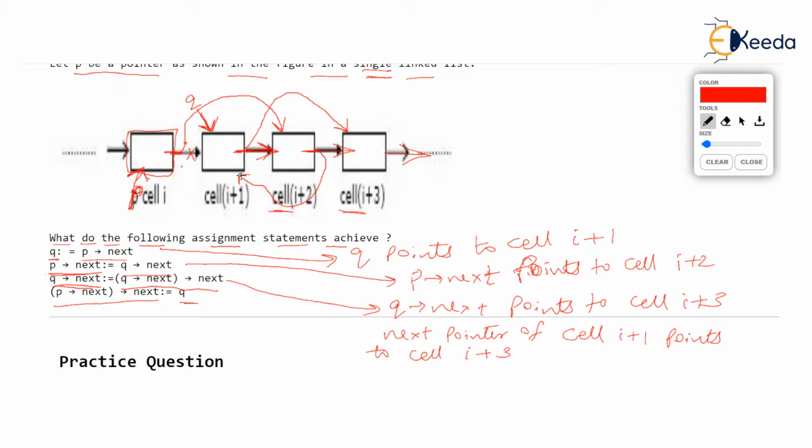This is next pointer of cell I plus 1, I plus 2 will point to cell I plus 1. I guess you have followed it. Just follow the pointer conventions and I hope you have understood this.